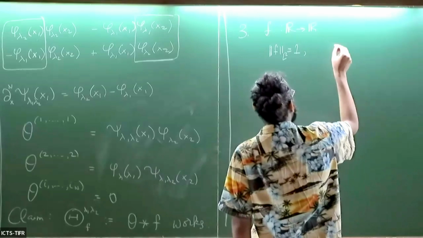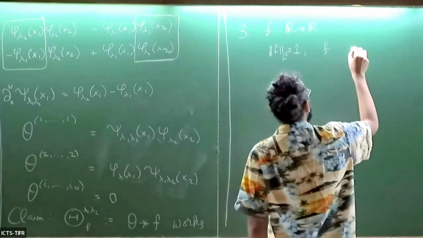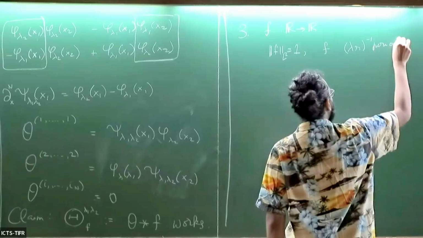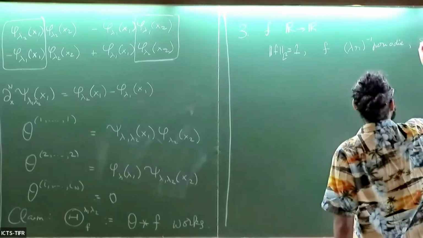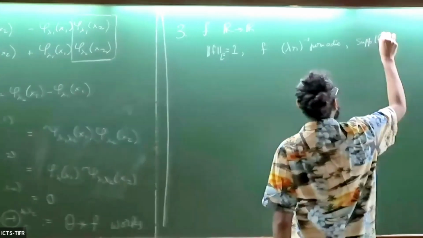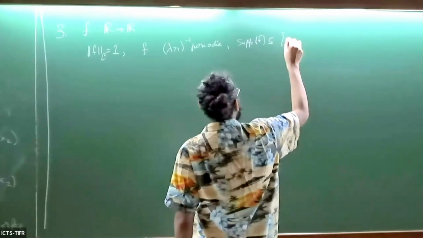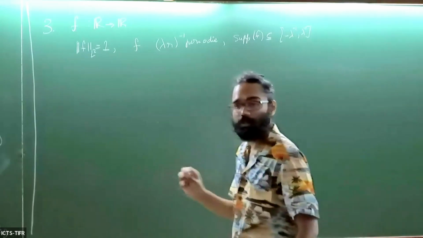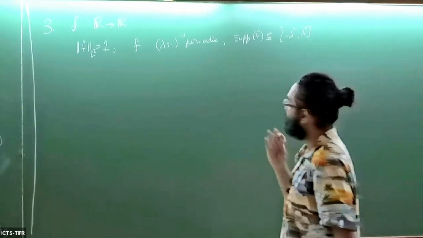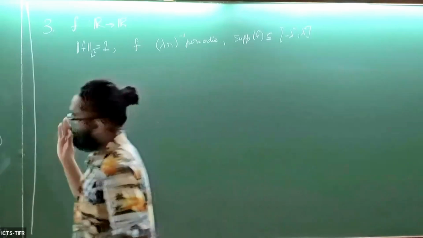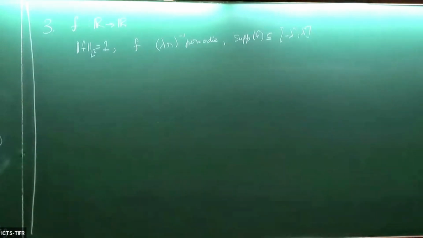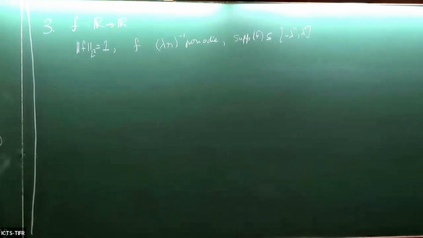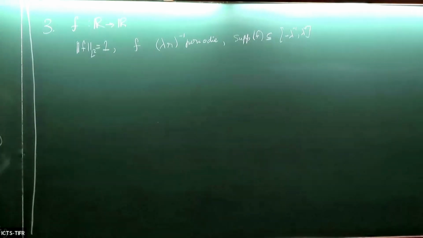Then it was periodic, lambda r periodic, and was supported in essentially minus lambda inverse to lambda inverse. Right? So this was from yesterday's exercise. Here I just described what one needs to do in 2 dimensions, but it's very easy what one can do in 1 dimension. One does exactly the same thing, and one just doesn't have this additional term.